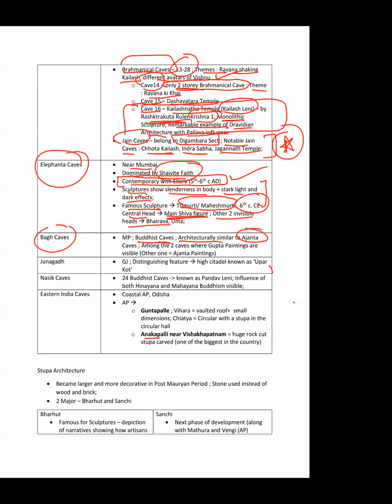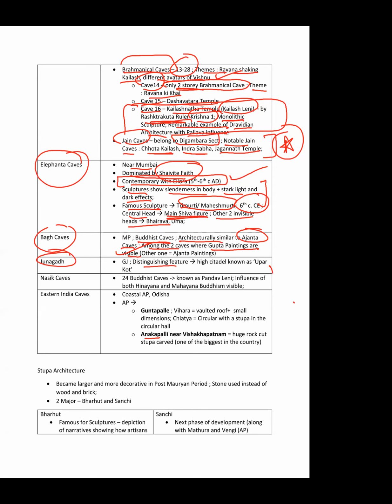Architecturally, they are similar to Ajanta caves. Among the two caves where Gupta paintings are visible, right? So Gupta paintings are visible in Bagh caves and Ajanta caves. And let's say a question comes around Gupta period, and specifically one of the portions is the paintings, right? You know what to write now, right? You cannot miss on the Bagh caves.